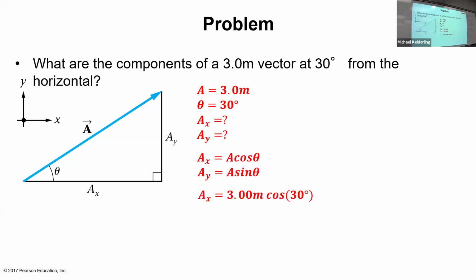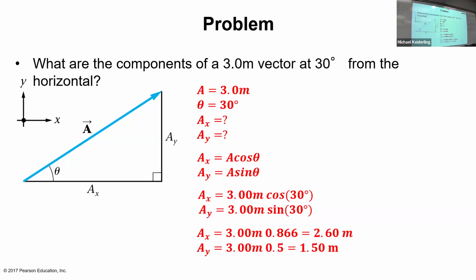So AX is 3 meters times the cosine of 30 degrees. AY is 3 meters times the sine of 30 degrees. So AX is 3 times 0.866, or 2.6 meters. And AY is 3 times 0.5, or 1.5 meters.